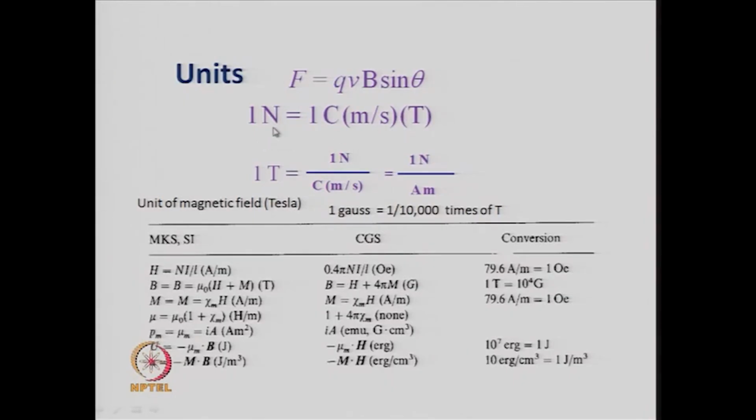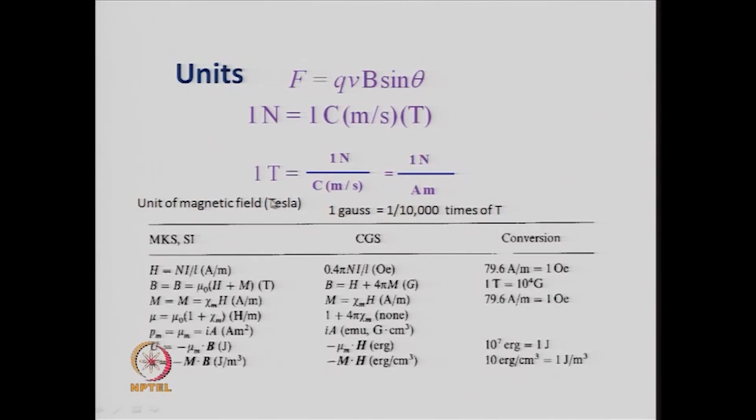And so 1 Newton becomes equal to 1 coulomb multiplied by meters per second multiplied by Tesla, and this can also be represented as 1 Tesla equals 1 Newton per coulomb per meter per second. Since coulomb per second, that is charge per unit time, is current, coulomb per second will give you amperes. So finally, 1 Tesla of magnetic field is equal to 1 Newton per ampere meter.